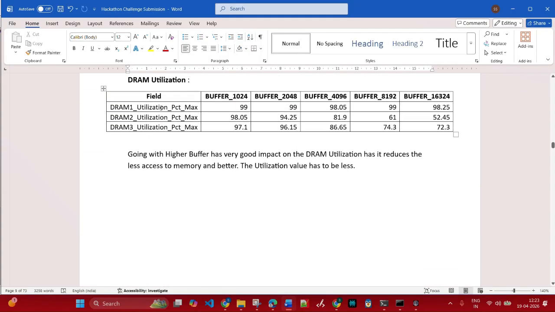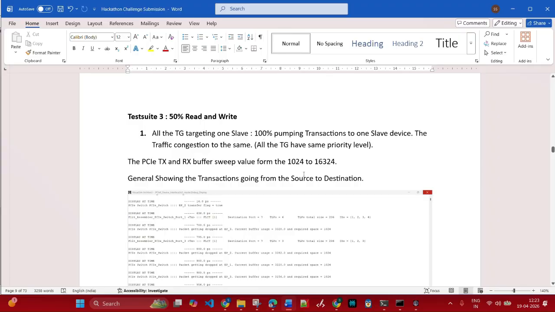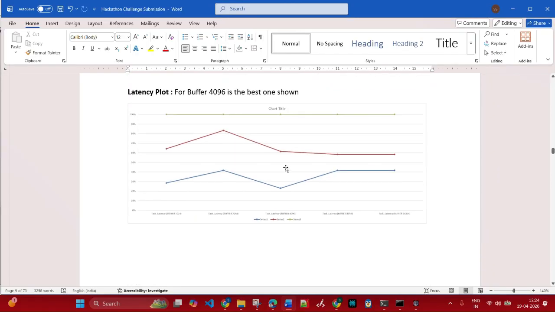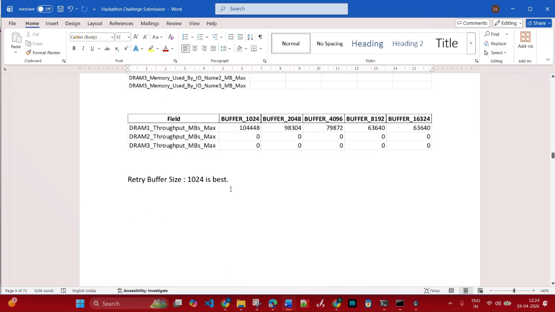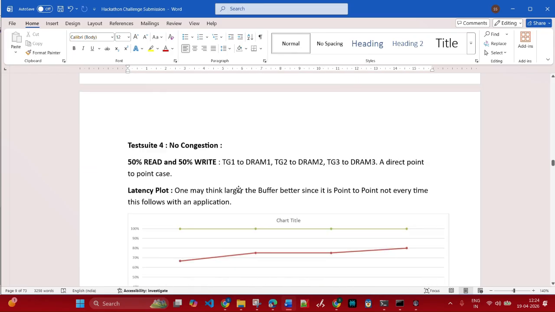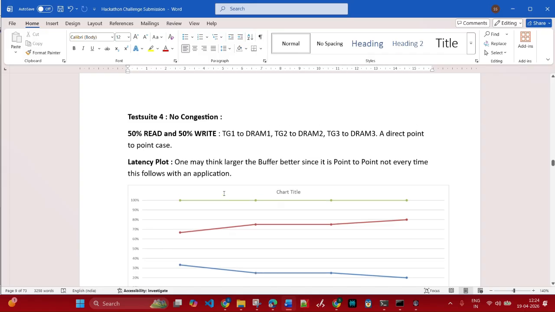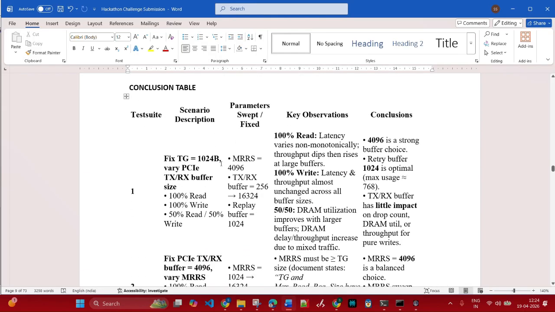Like this I've captured DRAM utilization and all these stats. Next is the 50% read or write scenario. Here also, what is the latency plot I'm observing? What is the throughput plot I'm observing here? All of these scenarios I have considered, one with no congestion, one with congestion, and so on. At the end, I am observing this conclusion.